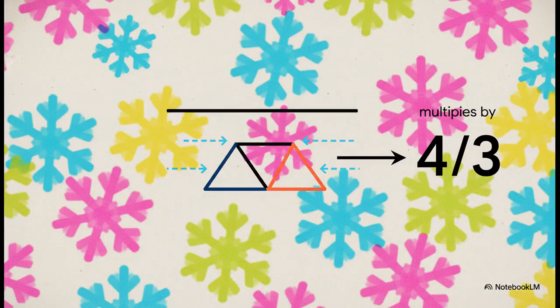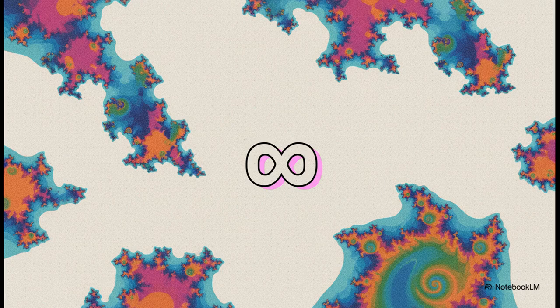And here's the magic trick. With every single step, you're replacing one piece of the line with 4 smaller pieces. This means that at every stage, the total length gets multiplied by 4/3. And since 4/3 is bigger than 1, well, the length just never stops growing. And if you repeat that simple process an infinite number of times, it leads you to a completely mind-bending conclusion. The boundary of this shape, its perimeter, is literally infinitely long.